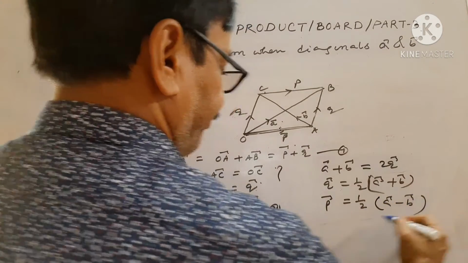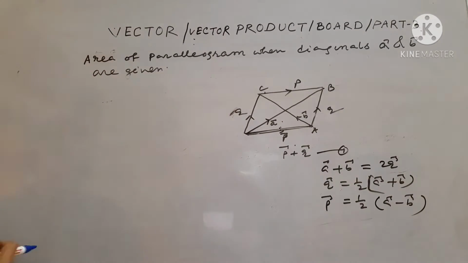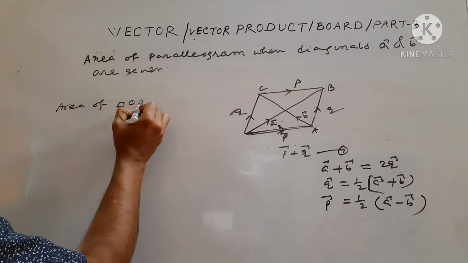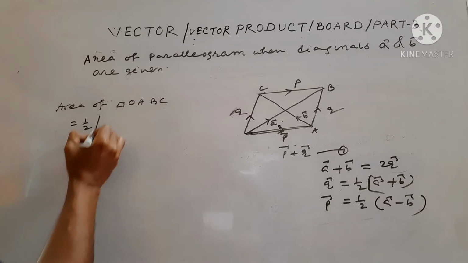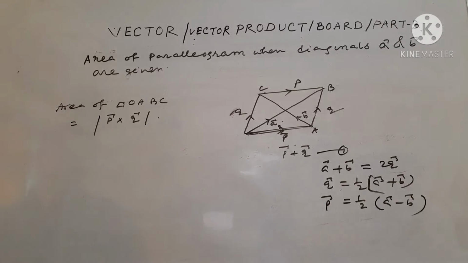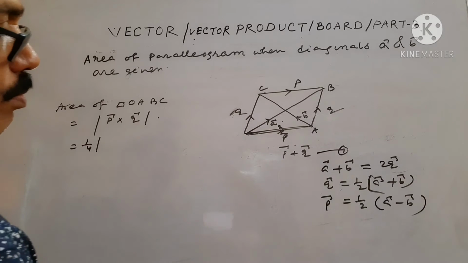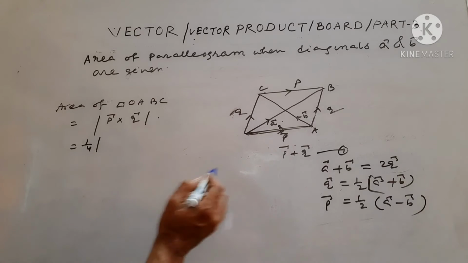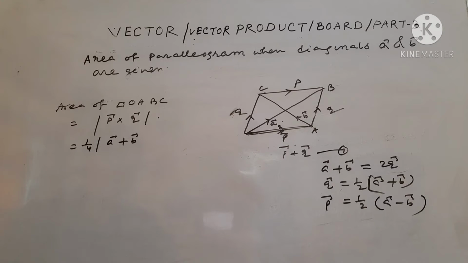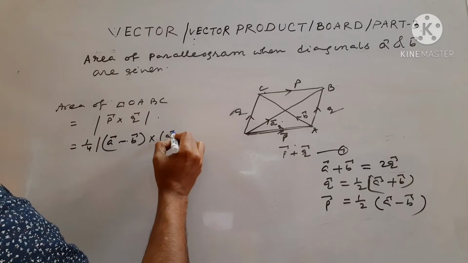Now listen, we know the area of a parallelogram when two adjacent sides are given. So the area of parallelogram OACB equals, not half, the modulus of p cross q. So 1 by 4 times (a minus b) cross (a plus b).